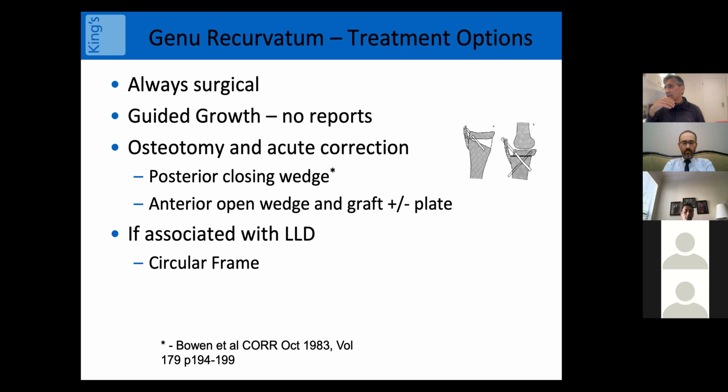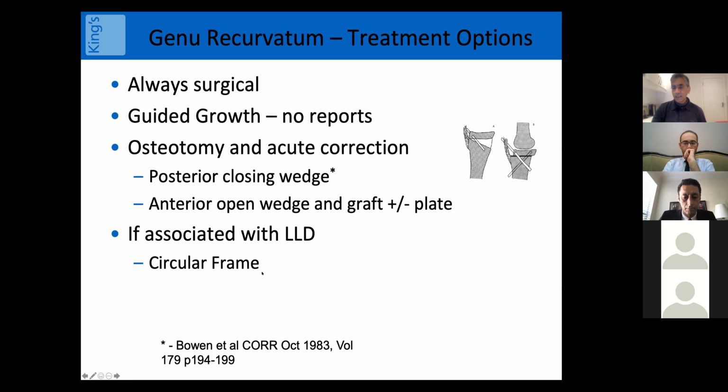I'm not aware of any guided growth procedure, but there might be some people who can put clips at the back and see whether they would correct. Osteotomy and acute correction is the most common way of dealing with this. The first osteotomy described was one of posterior closing wedge and translation, but more and more reports are coming of anterior wedge with opening and grafting and plating.